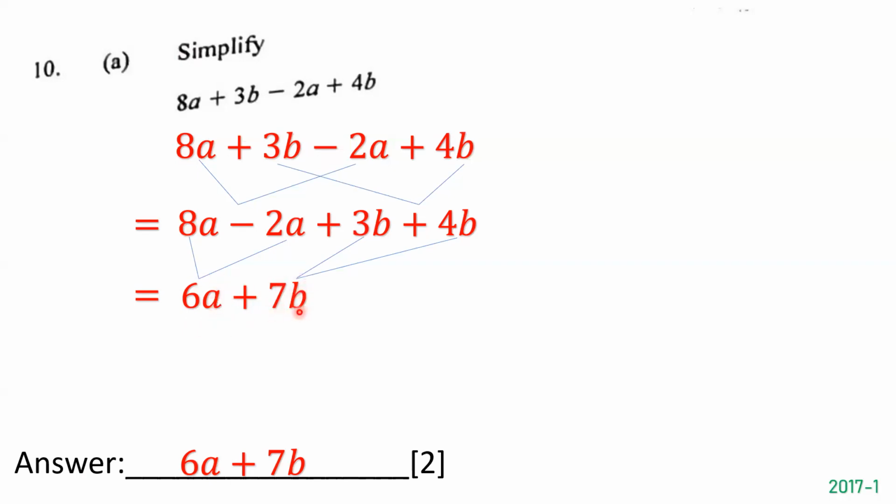6a and 7b, they're unlike terms because this has a in it, this has b in it. They have different letters. They are unlike terms. We cannot simplify them. So our answer is 6a plus 7b for this question.